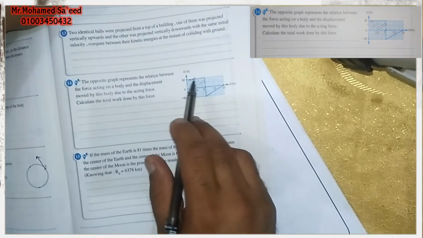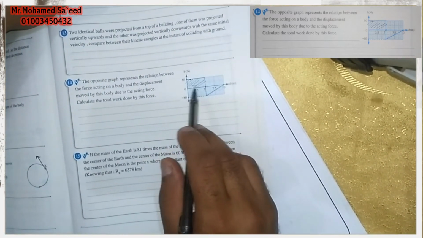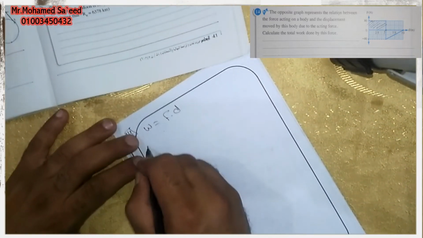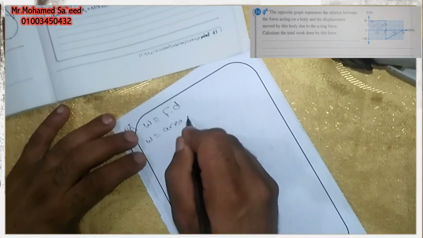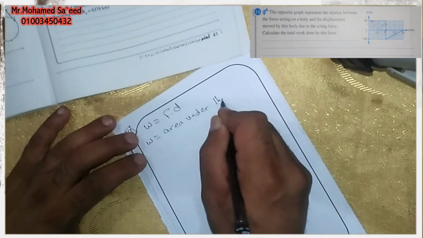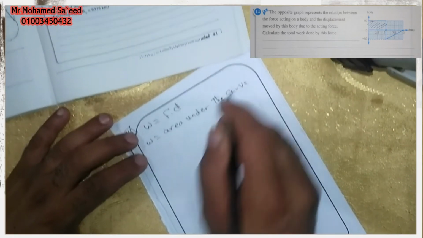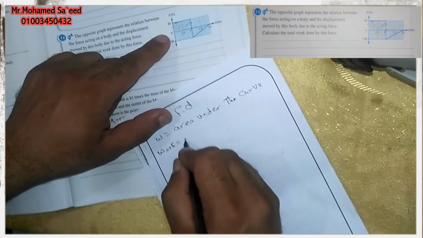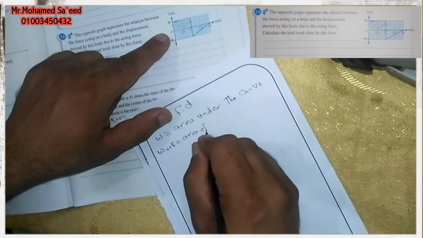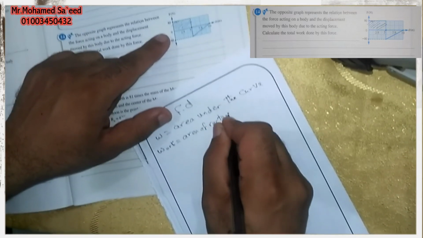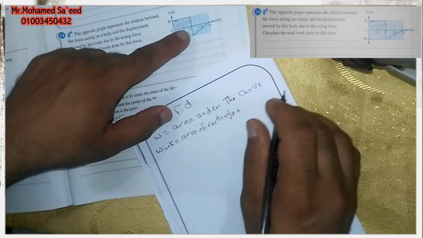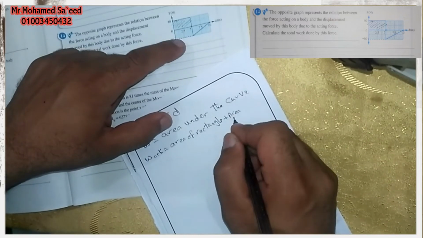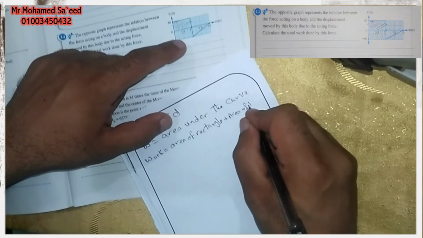So if we want to calculate the work in this case, we should calculate the area under the curve. So work equals area under the curve. So total work equals area of rectangle plus area of triangle.